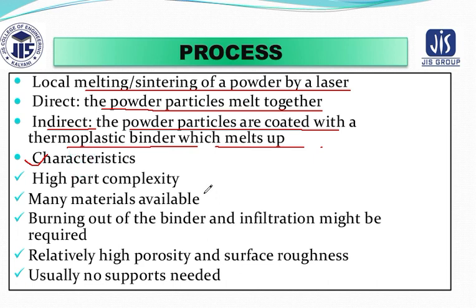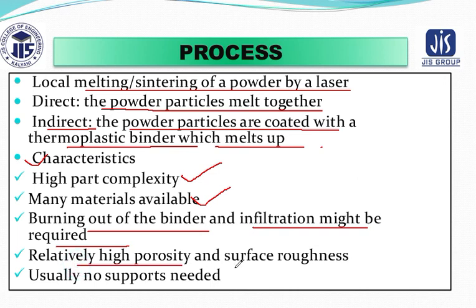Now what are the characteristics of this particular process? First of all, it generally produces high part complexity. Many materials are available. Burning out the binder and infiltration might be required, and you can obtain relatively high porosity and surface roughness, and usually no support is needed. So these are the characteristics of type 2 selective laser sintering process.